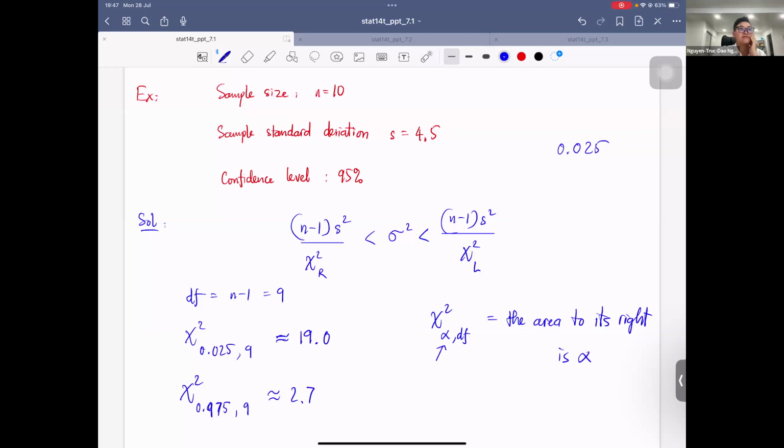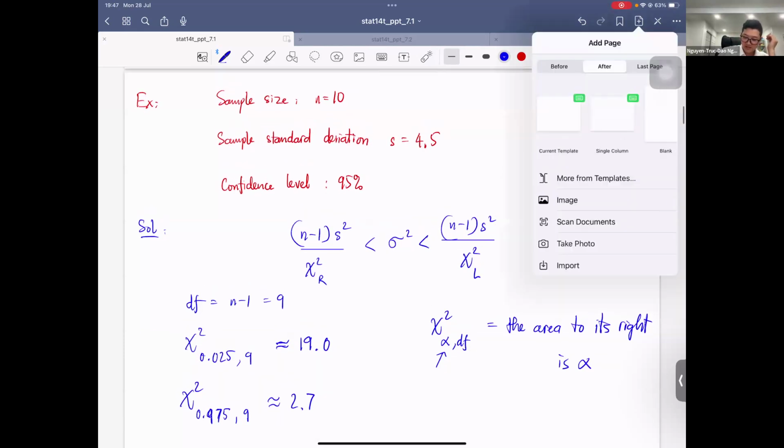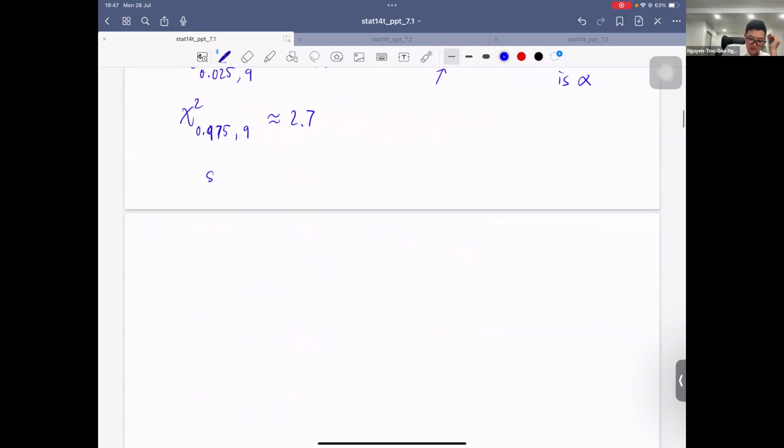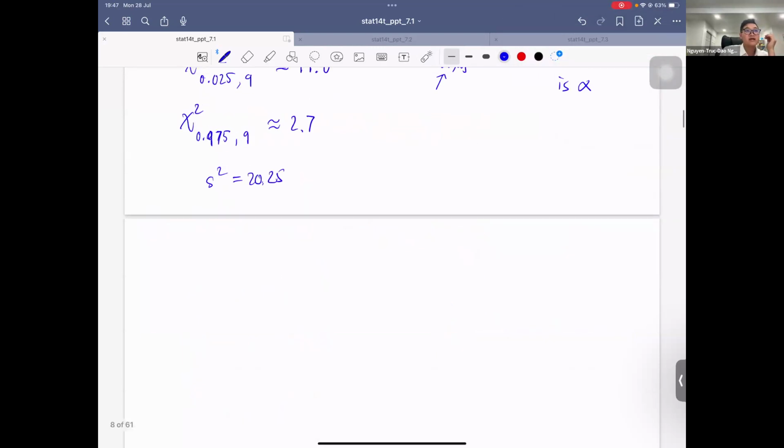Now let's think about this one. The next step is we need to use a formula here. Calculate the variance bounds. S square, we know that one, right? Because we know S is 4.5 already. So S square is 20.25. Now we plug it back into the formula.